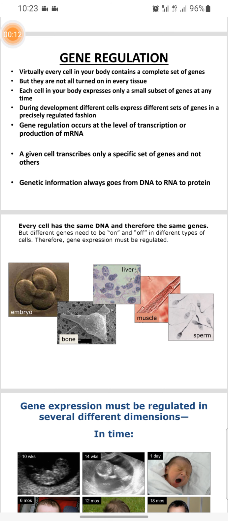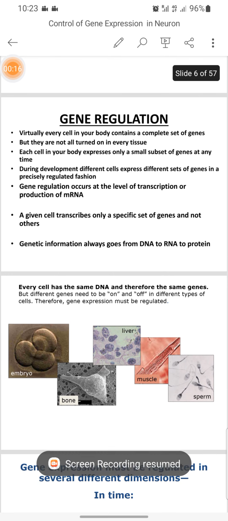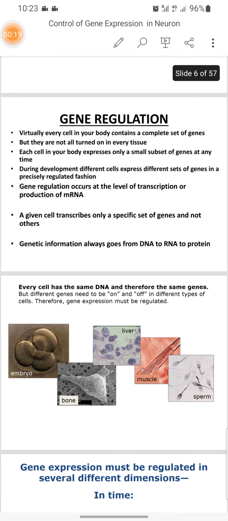Virtually every cell in your body contains a complete set of genes. Means the whole body has the same genes, but they are not all turned on in every tissue. Each cell in your body expresses only a small subset of genes at any time. Means all the genes are not active every time, but they turn on or off for the proper regulation of the work.